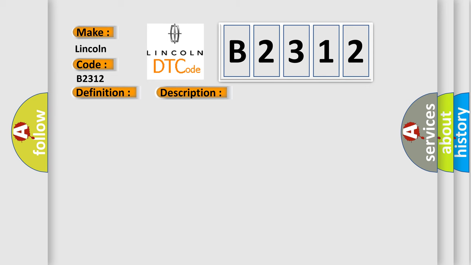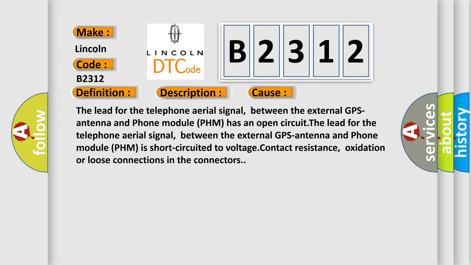This diagnostic error occurs most often in these cases: the lead for the telephone aerial signal between the external GPS antenna and phone module PHM has an open circuit. The lead for the telephone aerial signal between the external GPS antenna and phone module PHM is short-circuited to voltage. Contact resistance, oxidation or loose connections in the connectors.